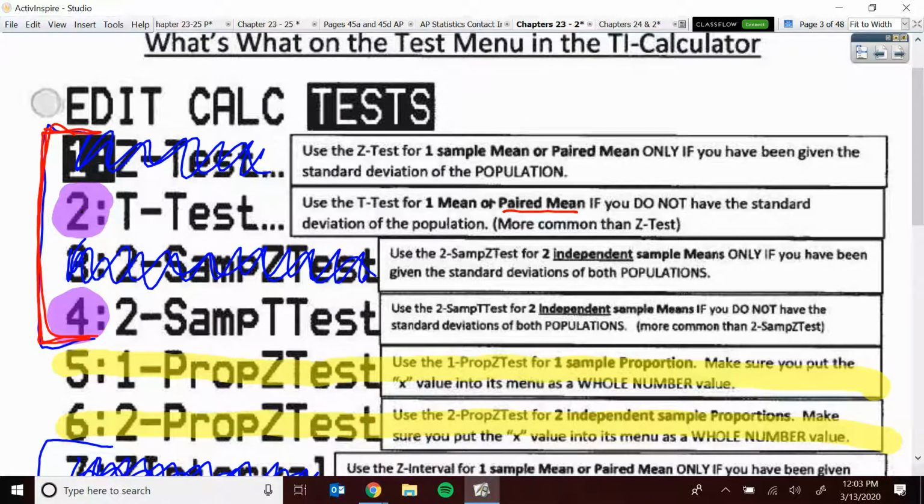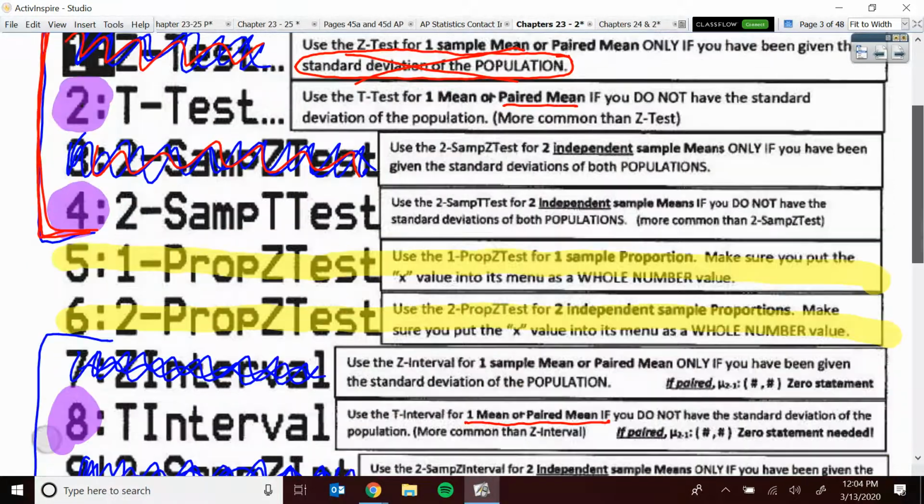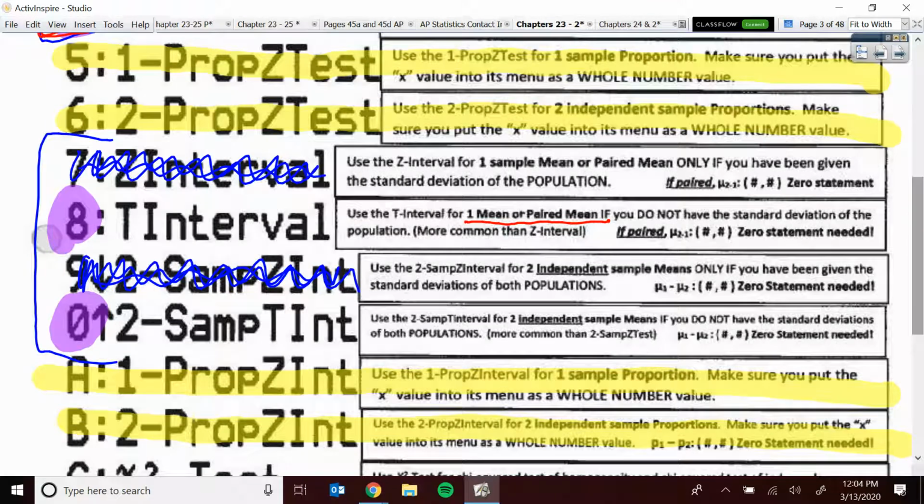But we almost impossibly have the population standard deviation. And since we do not have the population standard deviation pretty much ever, that is why we're never going to be z-testing with means. So you're really using your number 2, and that's the one for your paired data. And then number 4 is for your 2 independent samples. Same thing down here for the intervals.